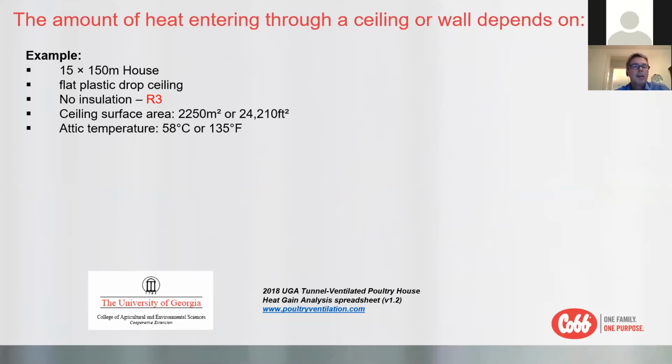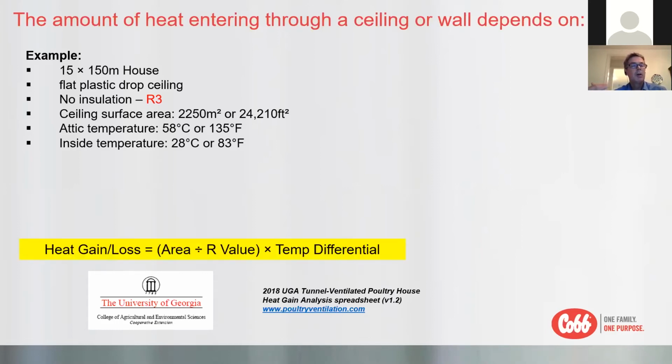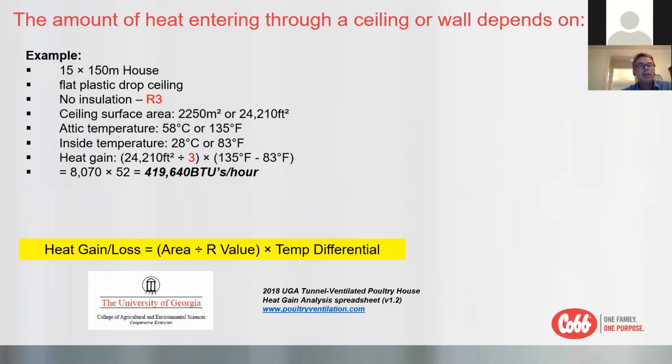So we have the attic temperature. You could have used the surface temperature: if you didn't have an attic space, you could just assume the temperature of the roof is 60 degrees C or more. Your inside temperature is always going to be 28. I'm assuming you have an evaporative cooling system in your house. So we're going to have a heat transfer from the hot attic space into the house. In wintertime, it's going to go the opposite way. So let's look at the heat gain.